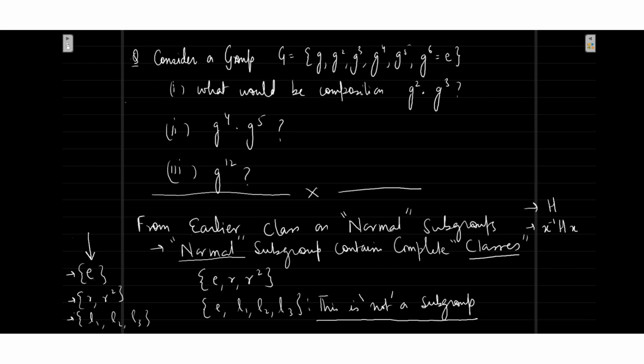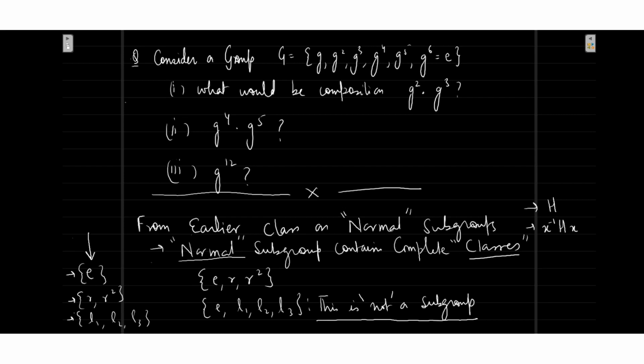So we found that the elements of a class are conjugate to each other, and it's not possible that if R is conjugate to R square here, then R is also conjugate to L1 or L2 or L3. So L1, L2, L3 were conjugate to each other. E, which is the identity element, is a class of its own.